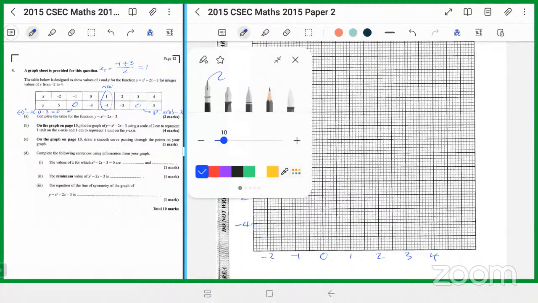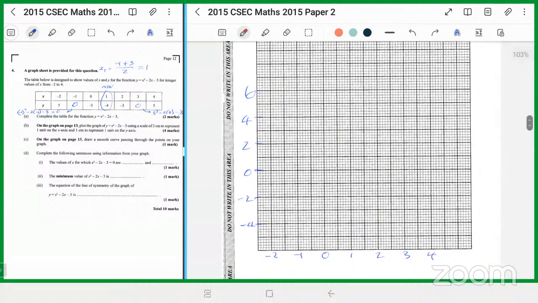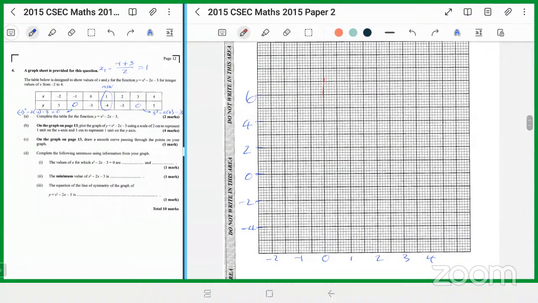You'd use a ruler to put them in. Nowadays, I don't even give you these things to do on your own anymore. They tend to scale it up for you. But anyway, my y-axis is going to be on this line where the 0 is.